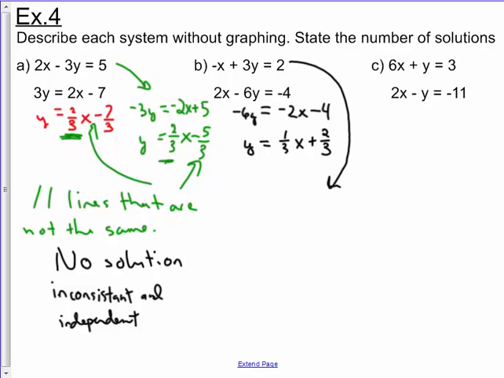So on the first equation, I got y equals 1/3 x plus 2/3. In the second equation, I get y equals 1/3 x plus 2/3. Same slope, same y-intercept. What does that mean? It means the lines are the same. So if it's the same line, we say that there are infinitely many solutions.